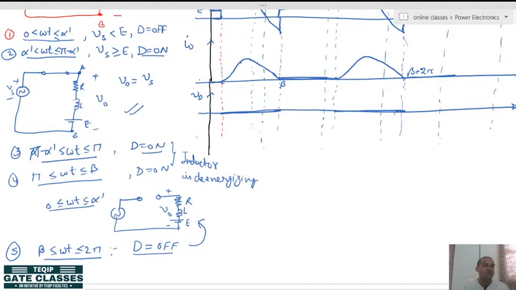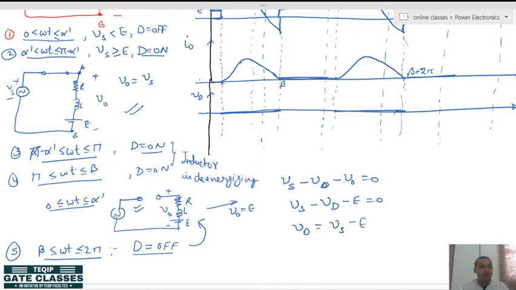But what happens when the diode is at off condition? So when the diode is off, in this circuit, if we write the KVL equation, what will we get? We'll get Vs minus Vd minus V naught equal to 0, and in this case V naught is equal to E. So we can write Vs minus Vd minus E equal to 0, or in simple terms, the diode voltage is equal to Vs minus E.